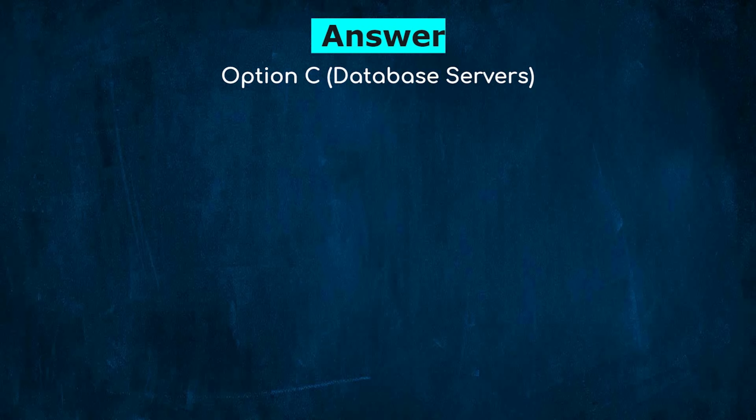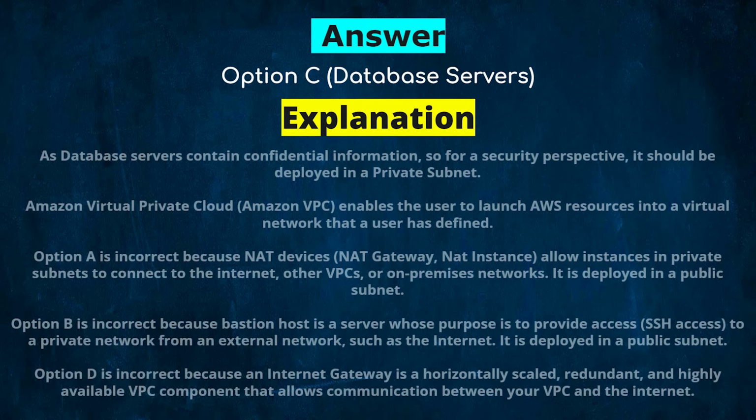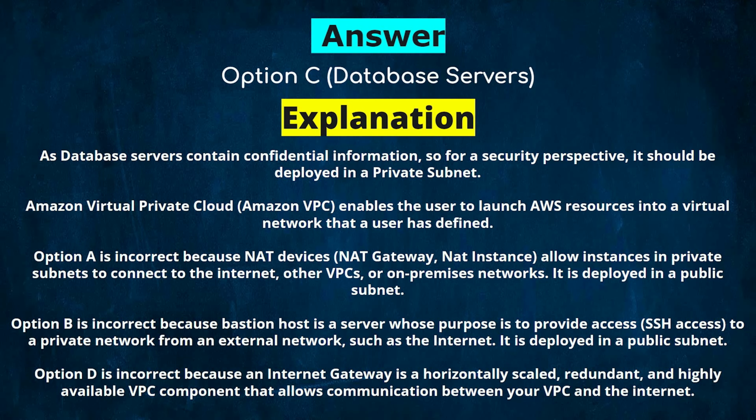Database servers. Explanation. As database servers contain confidential information, from a security perspective, they should be deployed in a private subnet. Amazon Virtual Private Cloud (Amazon VPC) enables the user to launch AWS resources into a virtual network that a user has defined. Option A is incorrect because NAT devices allow instances in private subnets to connect to the internet, other VPCs, or on-premises networks. It is deployed in a public subnet.